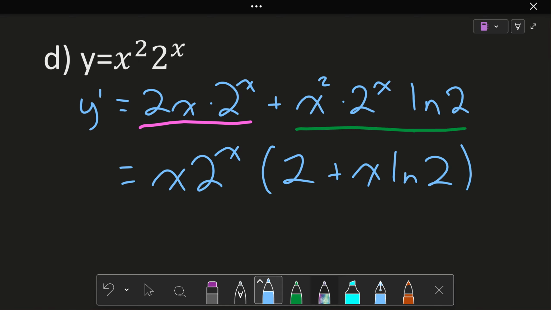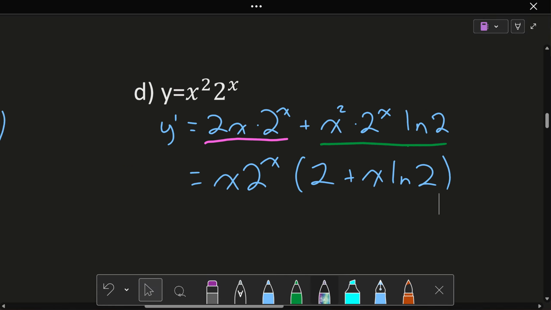If I can common factor out to get a factored form, that is better in the long run, because when I get to optimization, I want things in factored form.